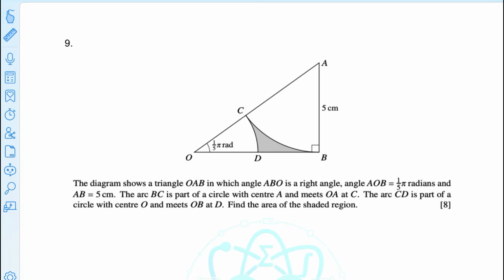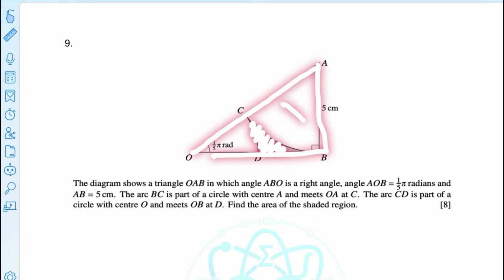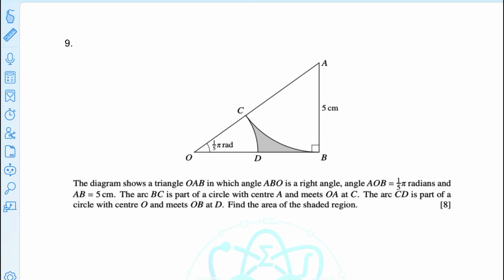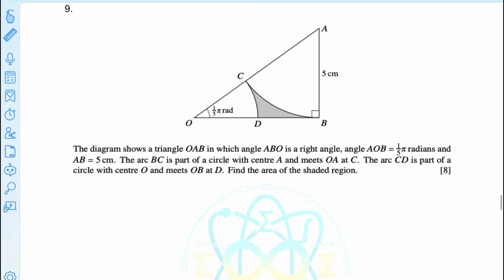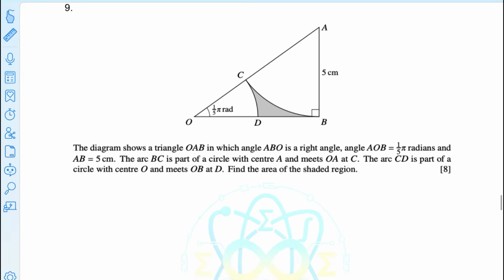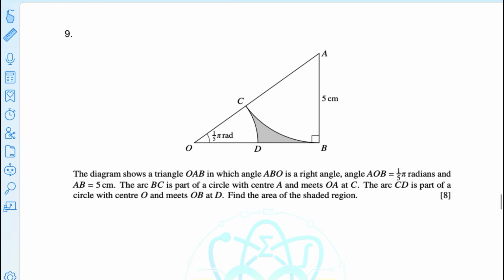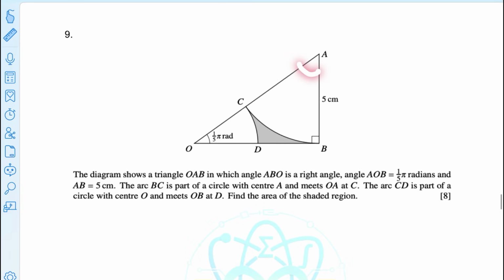Now the arc CD is a part of the sector which has center O. So this one and this one will be exactly the same, right? So find the area of this shaded region. First I will try to find the area of this full circle. Then I will remove this sector, and the part which is left, that is the area of the shaded one. Is it okay? So before that, can I find out the angle A? Right? So how to find angle A? So this one is 90.